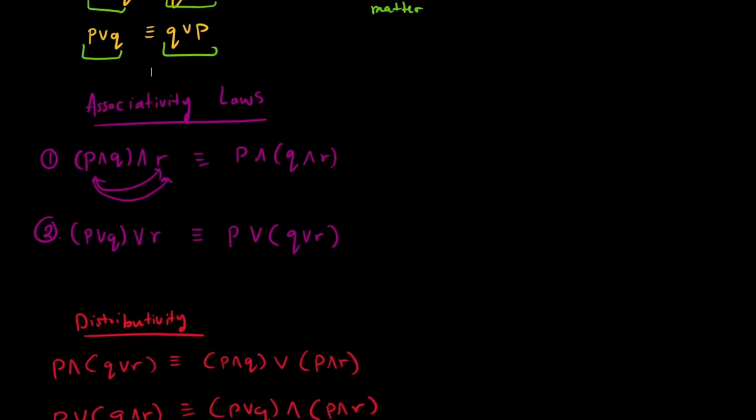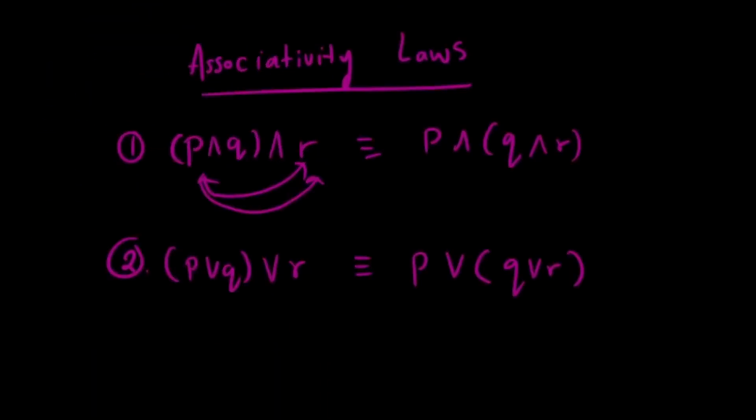They're congruent to each other. Now let's look at associativity laws. So for associativity laws, let's say I had p and q in brackets, and I had and r outside of these brackets. What if we could put this r inside and we could take the p out?